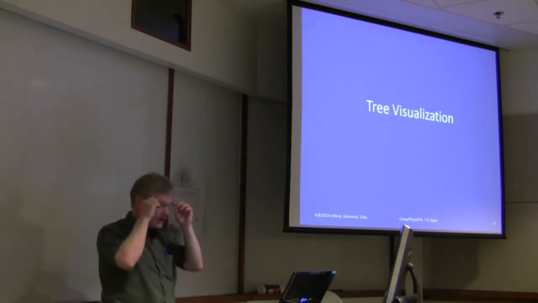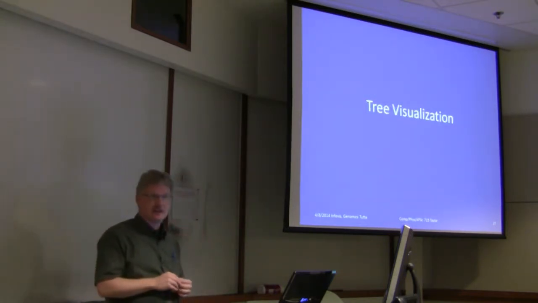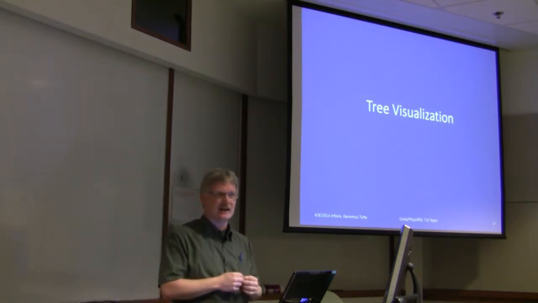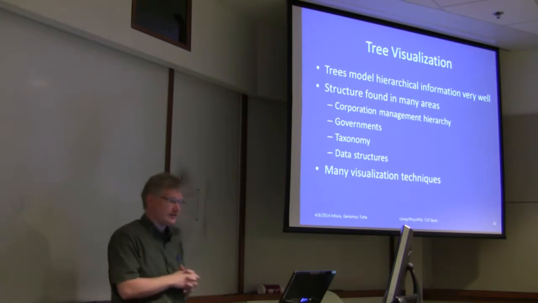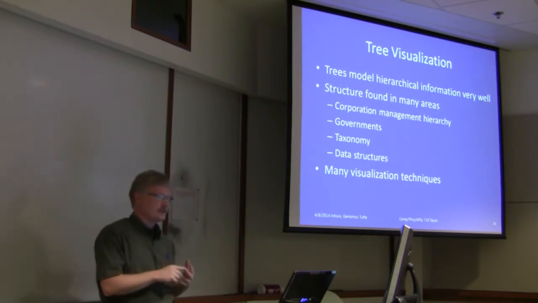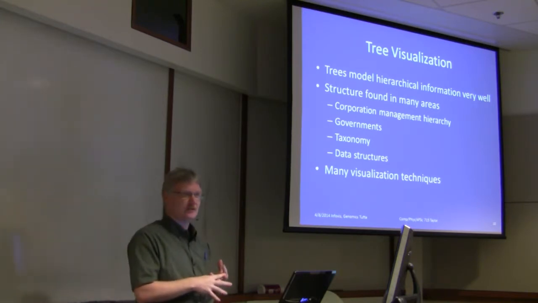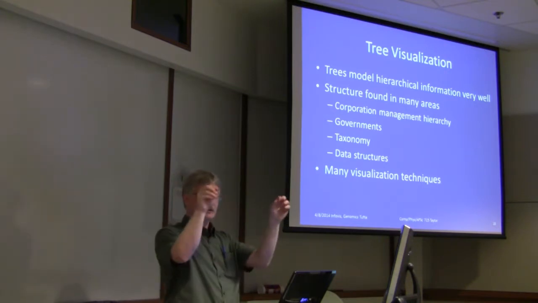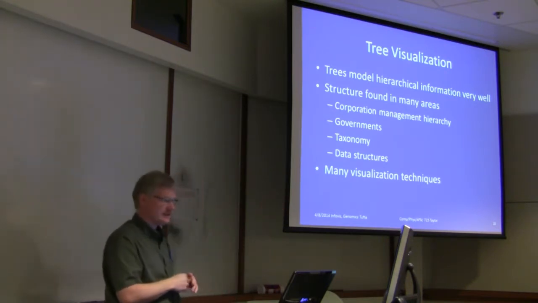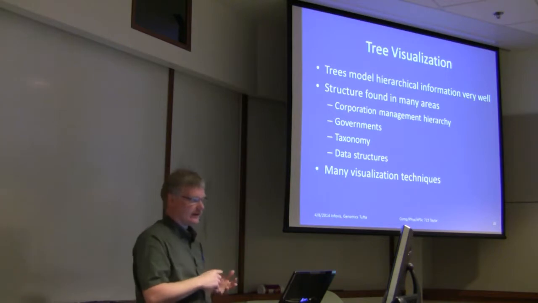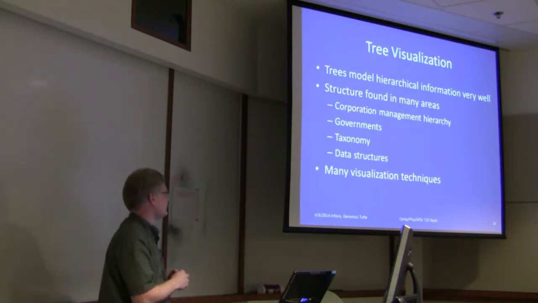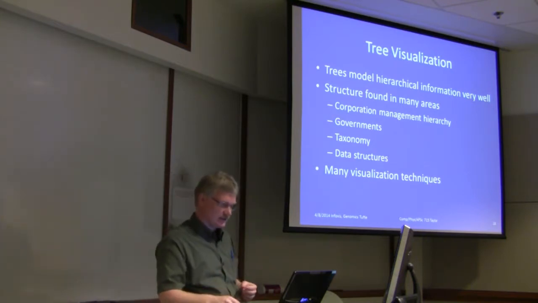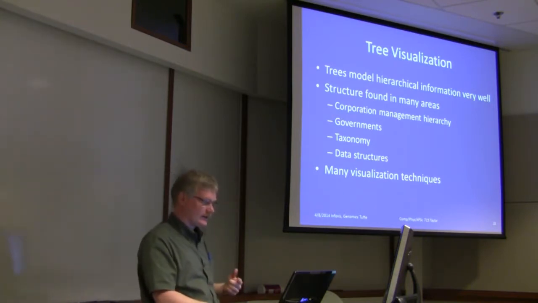All right, another large group of information visualization categories is tree visualization. How do you visualize data that forms into trees? So we'll talk about what a tree is. Trees model hierarchical information really well. Every object then goes into two children or some number of children. Many structures are like this: corporate management hierarchies, governments, taxonomy, data structures. And so there's a lot of techniques that have been applied to that. We're going to look at several of those.